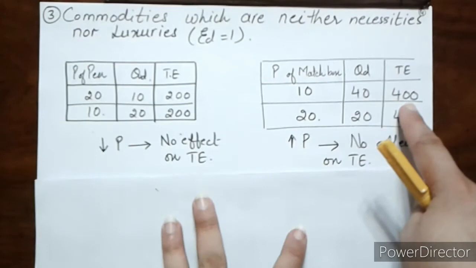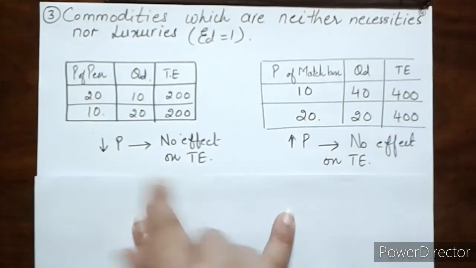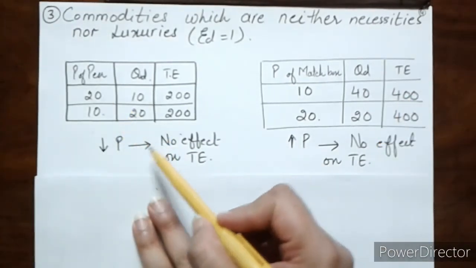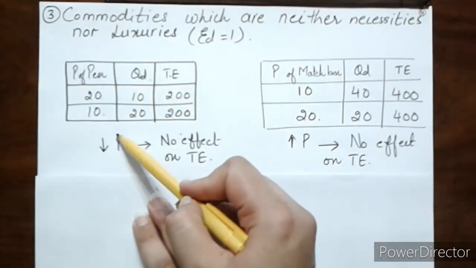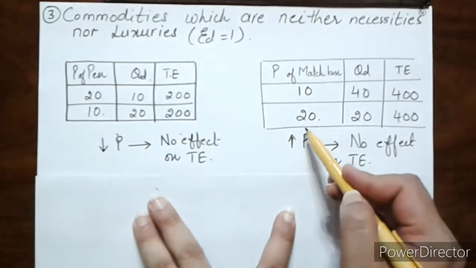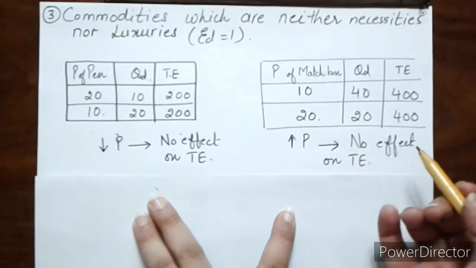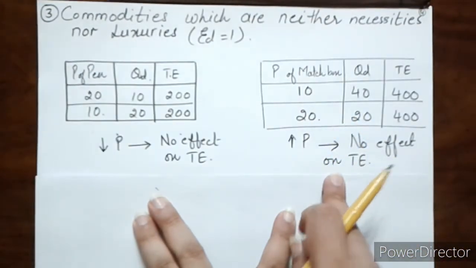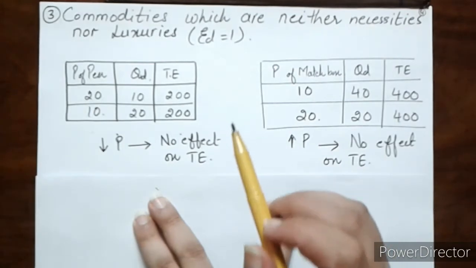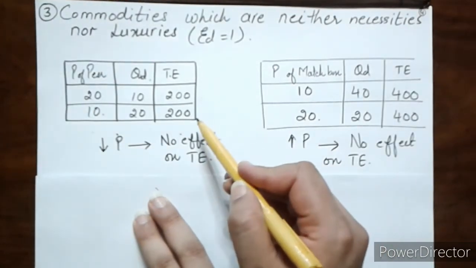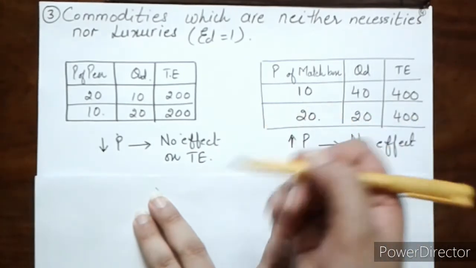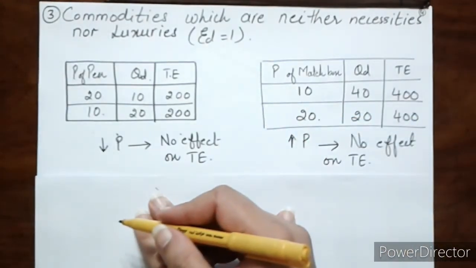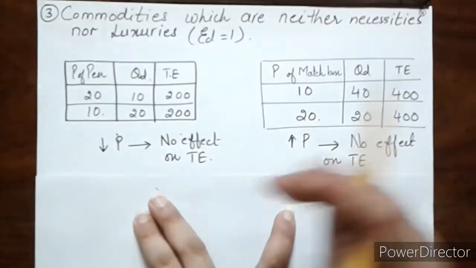So what is happening basically over here, that a drop in price is causing no effect on total expenditure in this case, and in this case an increase in price has no effect on total expenditure. So if we are given a question where total expenditure does not change and you are asked what kind of a commodity it is, you can clearly say it is a commodity which is neither a necessity nor luxury.